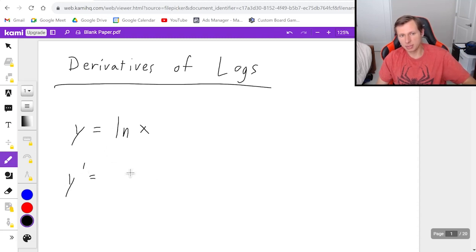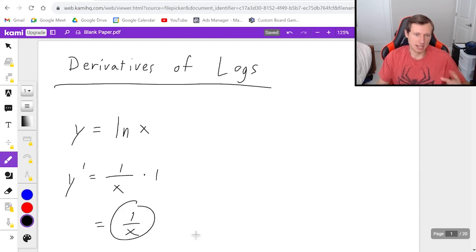So the rule is simple for derivatives here. The answer is going to be 1 divided by whatever's inside the log, so in this case x, times the chain rule. In this case, the derivative of x is just 1, so you can say times 1 here, or you can just ignore that. Either way, your derivative is just going to be 1 over x, and that's it.